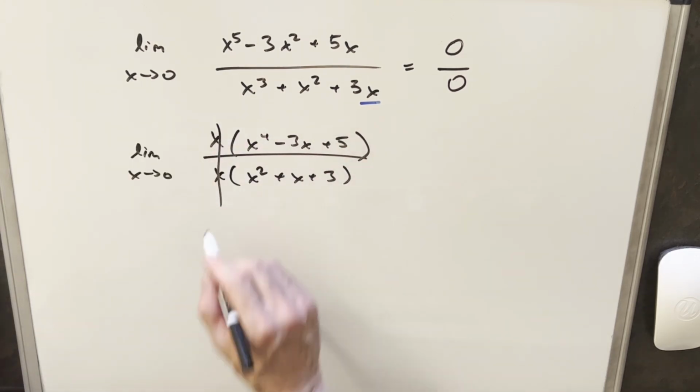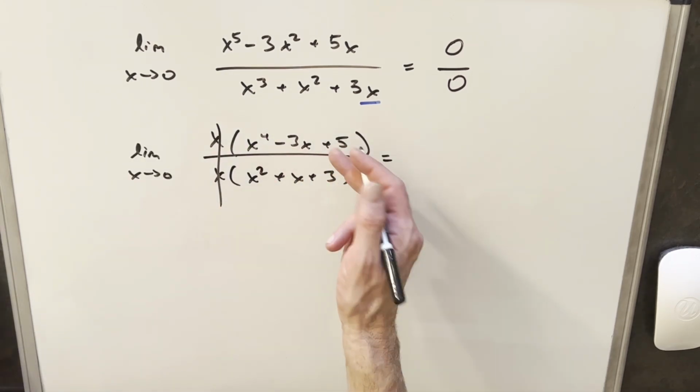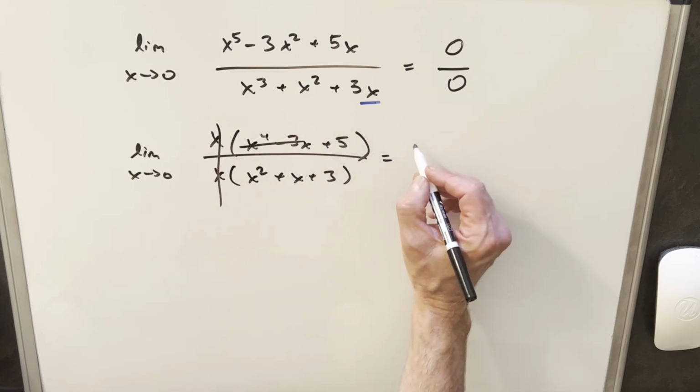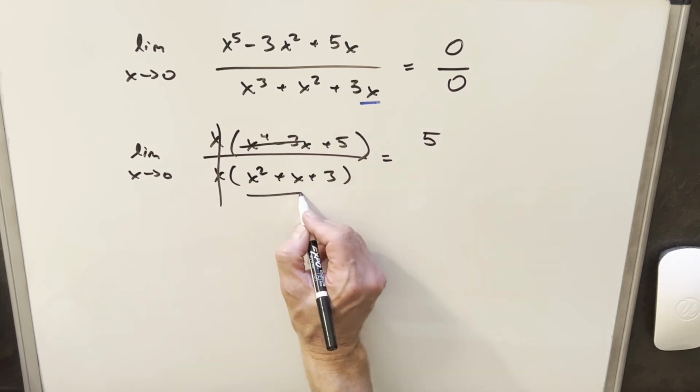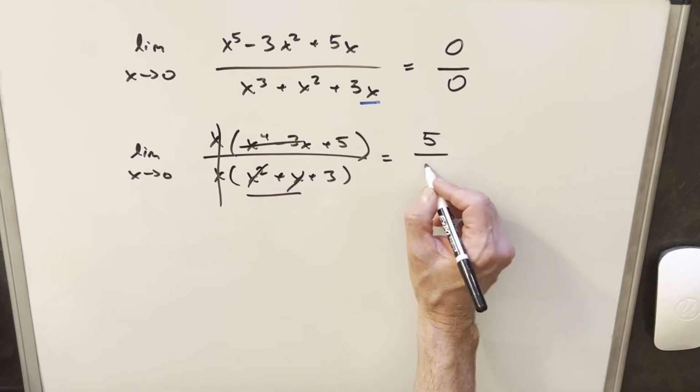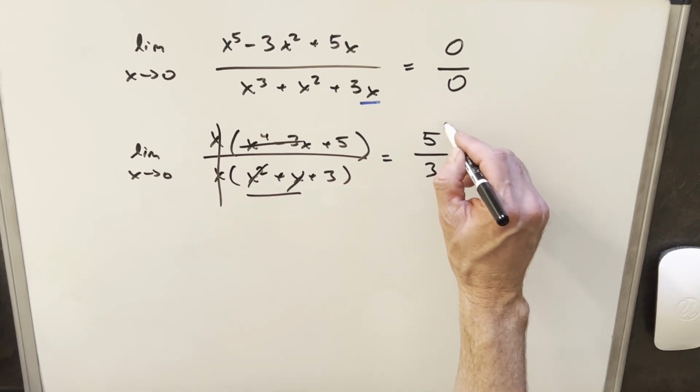Now again, the x's are going to cancel. I'll plug in my 0. This stuff here is going away. We're just going to have a 5 in the numerator. We plug in the zeros here. These go away. And we just have 3 in the denominator. So for this last one, our solution is just going to be 5/3.